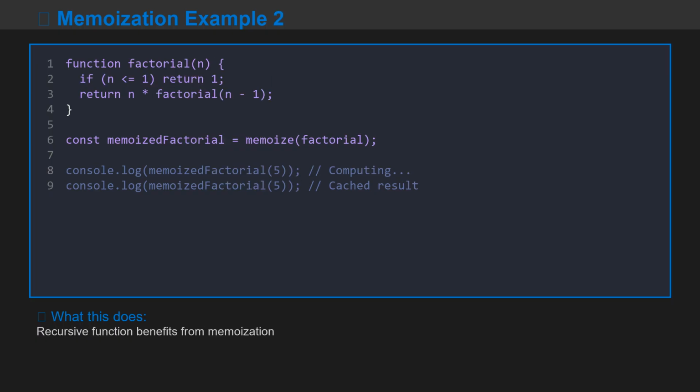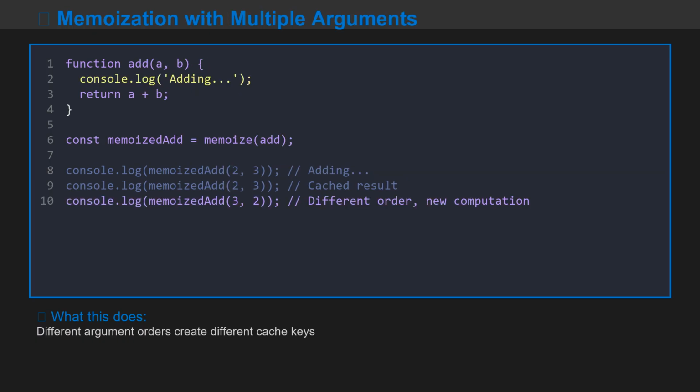Memoization works especially well with recursive functions. Here we have a factorial function. The first call computes the result, but subsequent calls with the same input return the cached result immediately. When working with multiple arguments, remember that different argument orders create different cache keys. Here we see that adding 2 and 3 is different from adding 3 and 2, so both get computed separately.